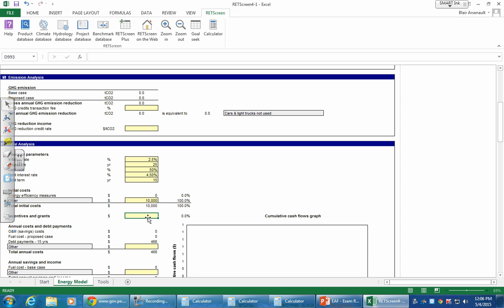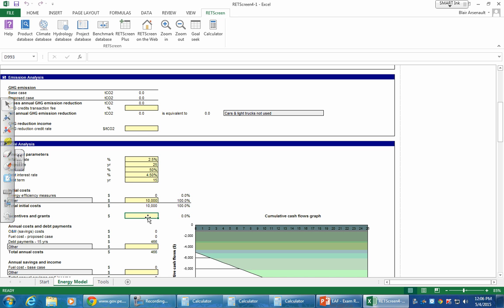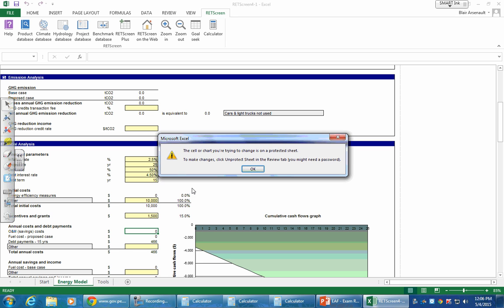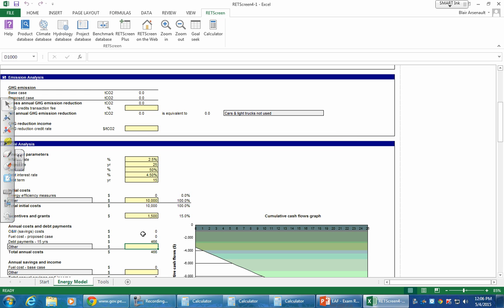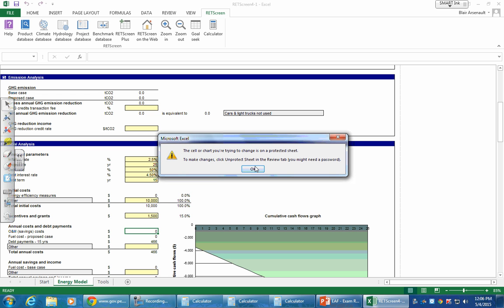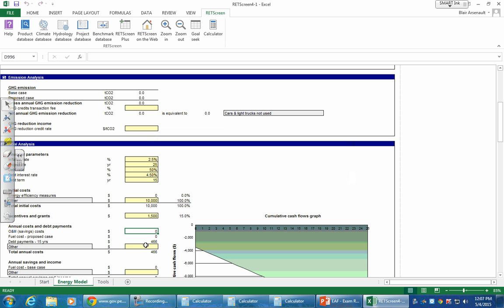Incentives and grants, I would expect you to pull from that from the Office of Energy Efficiency. So we're looking at $1,500. Okay, we should have some O&M costs. If it was a savings, then it goes in brackets, right? If I wanted to put a savings here, I would put it in brackets, and it is protected, and I cannot change that one. So I would put it down here.